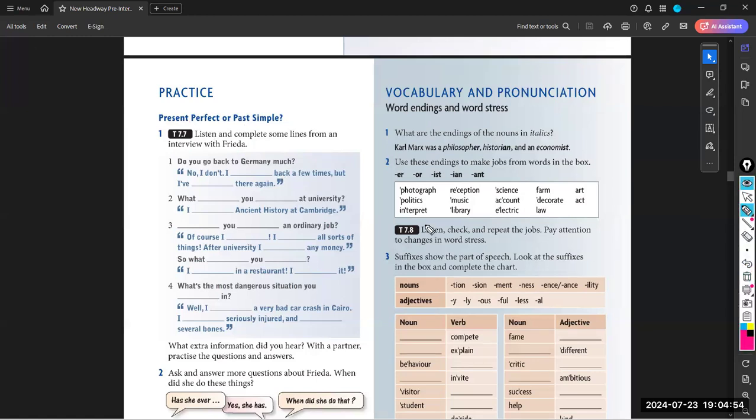Tape script 7.7. 1. You moved to England when you were 6. Do you go back to Germany much? No, I don't. I've been back a few times to visit relatives, but I've never lived there again.